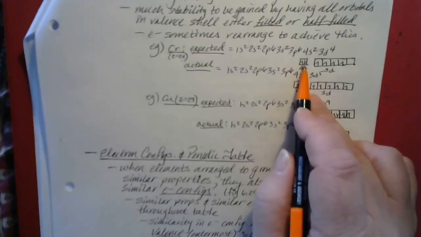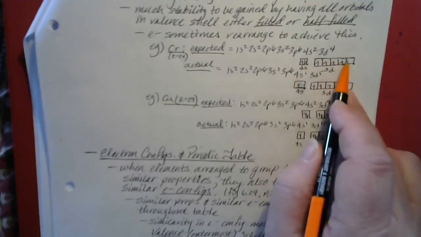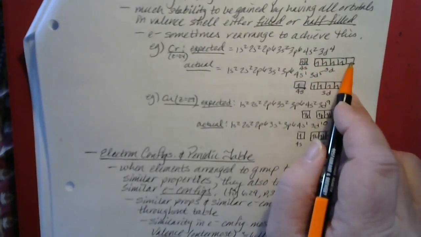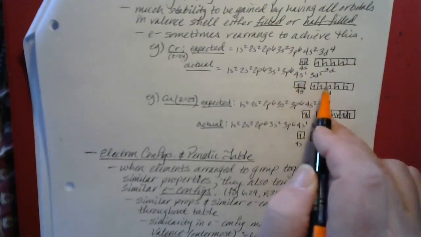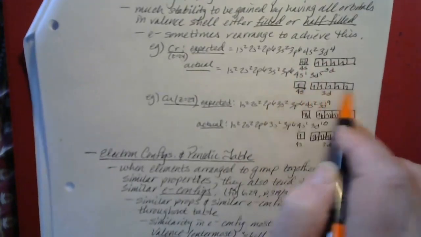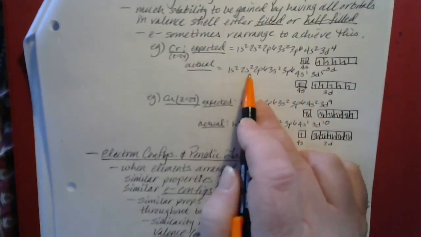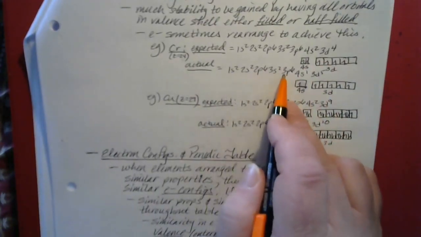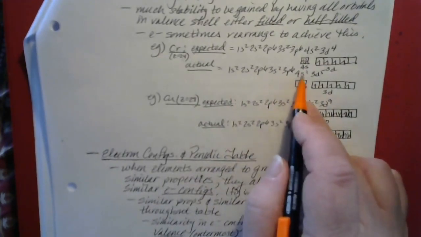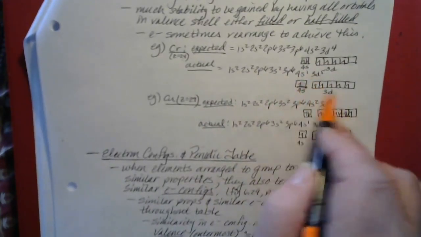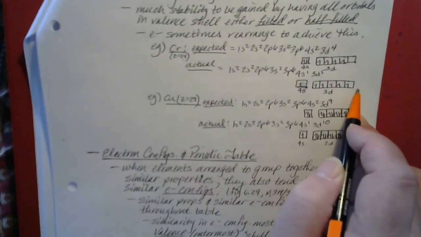And what actually happens is that one of these s electrons will go into one of the d orbitals, and you will end up with all of them, the s and the d orbitals, half filled. So the actual configuration is 1s2, 2s2, 2p6, 3s2, 3p6, 4s1, 3d5, which is this. And that is actually more stable than this.